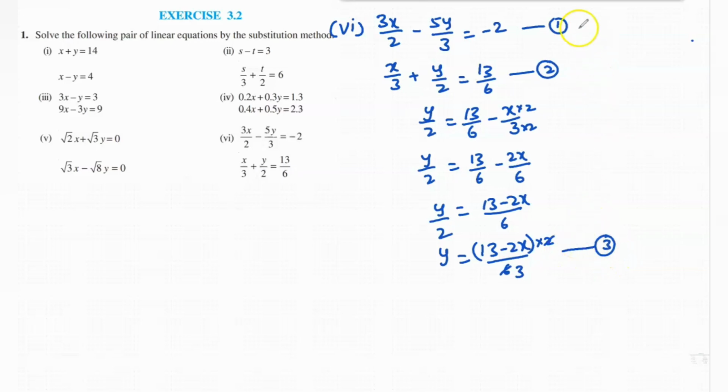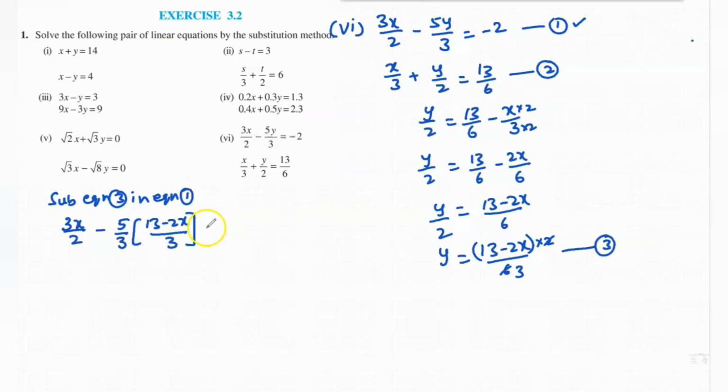This equation number 3 I'll substitute in equation 1, because we have got the y value from equation 2. So substituting equation 3 in equation 1, we get 3x by 2 as it is, minus 5y by 3. So I'll take 5 by 3 out, and in the y place I'll write equation 3, 13 minus 2x by 3. This is your y value, and it is equal to minus 2 as in equation 1. So write minus 2. Now from this let us bring out the x value.